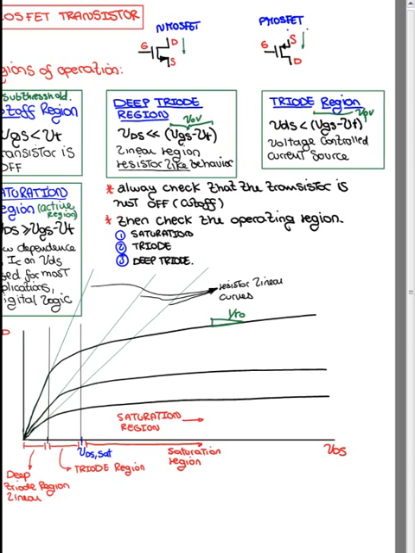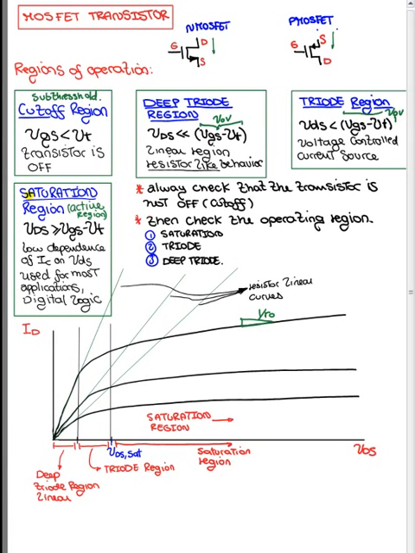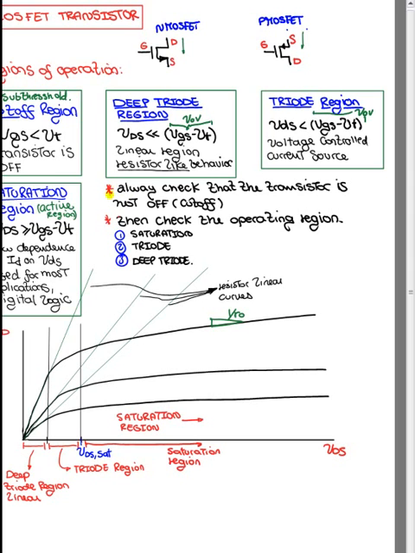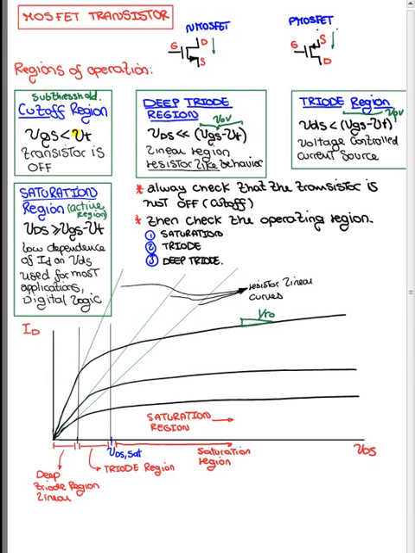Then we have the saturation region. This is what's called the active region, and it's the one that is most widely used, where VDS is more than the saturation voltage, or the overdrive voltage, and there is a low dependence of the drain current on changes in the drain to source voltage. It's used for most applications in digital logic. So that's how the transistor is most widely used. So a few hints: always check that the transistor is not off, right? You have to check that the gate to source voltage is more than the threshold voltage, otherwise the transistor is not going to do anything.